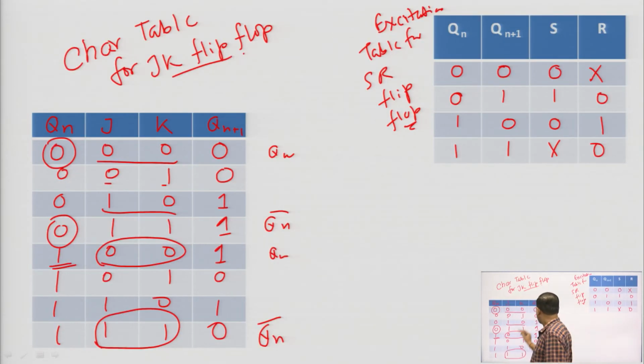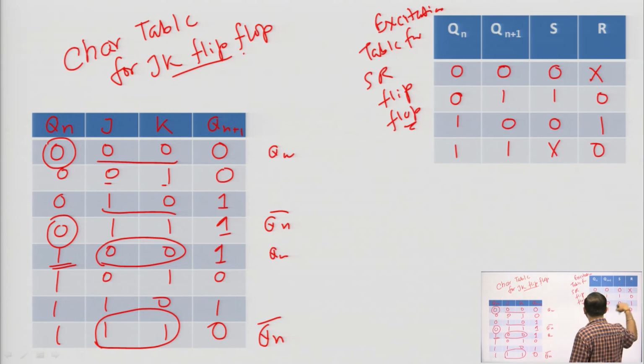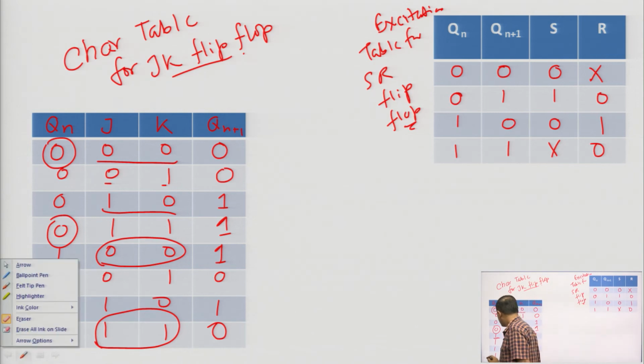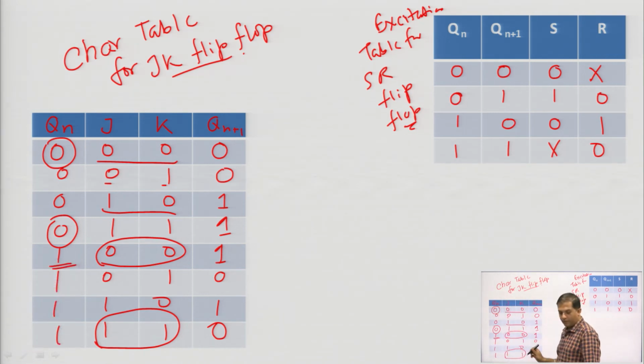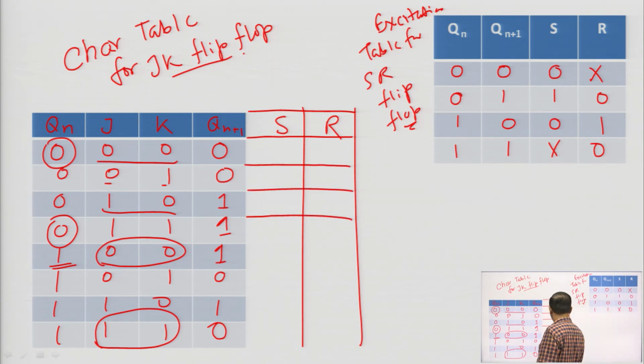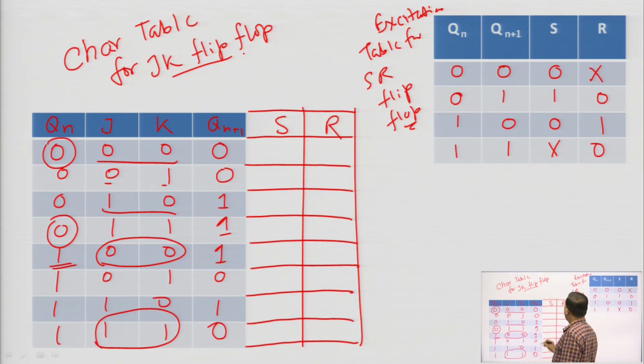So, here we are having this characteristic table, and using this excitation table we will add two more input columns, S and R, right. So, let us start, here two more inputs will be written like that, S and R. So, let us complete this table. Let us check. We will just refer this table and we will complete here. Okay. So, how to do that?